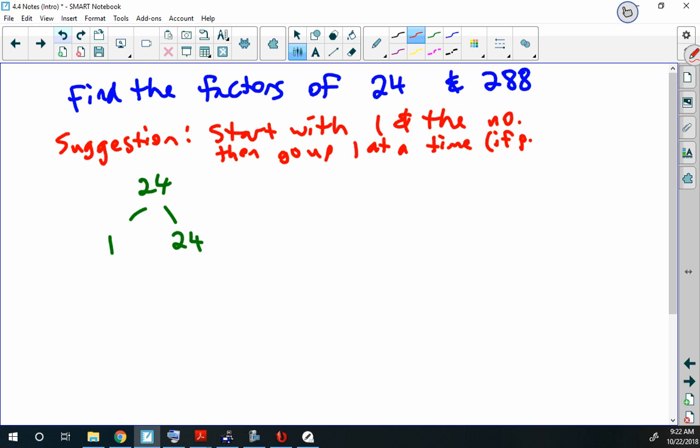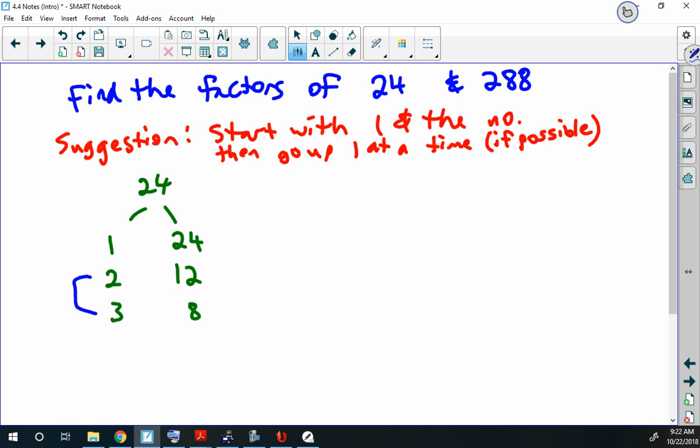Then we'll go up one at a time if possible. So does 2 divide 24? How many times? So we got 2 and 12. Does 3 divide 24? 3 and 8.